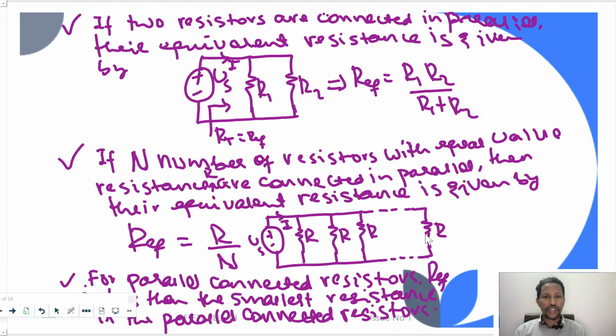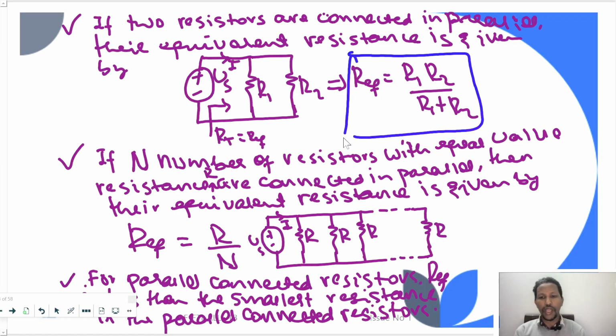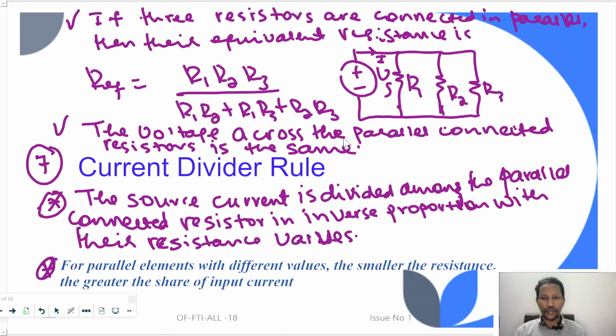If two resistors are connected in parallel, their equivalent resistance is obtained by using this formula. If any number of resistors with equal resistance are connected in parallel, their equivalent resistance is one value divided by the number of parallel connected resistors. That's very important. We also need to consider that for parallel connected resistors, the total resistance is always smaller than the smallest resistance in the parallel connected resistors. If three resistors are connected in parallel, their equivalent resistance can be obtained by using this formula.